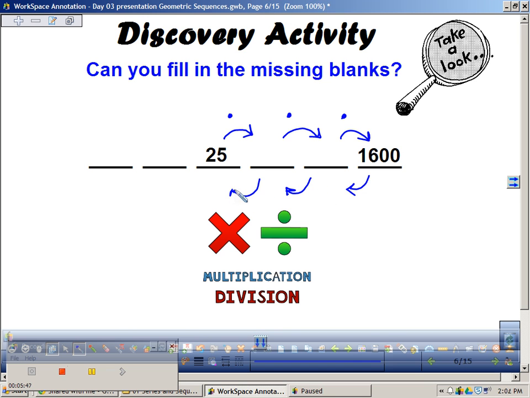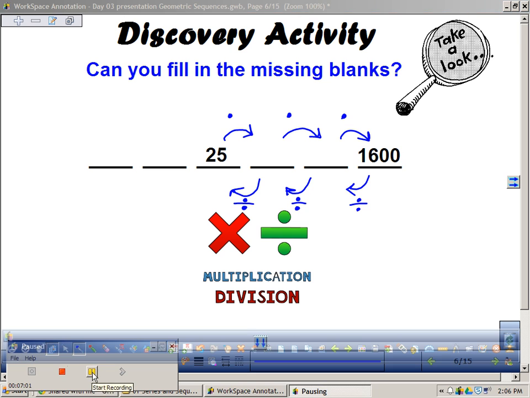Good. Inverse of multiplication is division. So whichever one you want to do, whether you want to go backwards and divide or multiply and go forward, I need you to figure out what the common ratio is. So I have a number, 64.